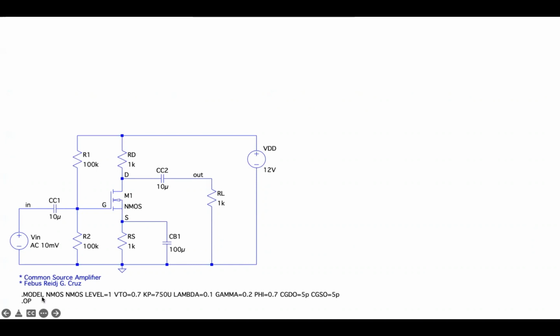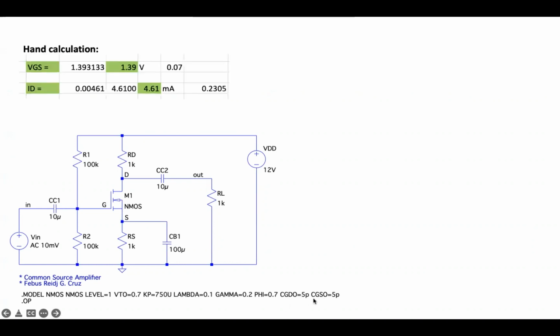Now, these are the parameters. Take note of the parameters. So VTO is given, KP is provided, lambda, meron tayong value na 0.1, gamma is 0.2, P is 0.7, and then you have the internal capacitances. So based on the hand calculation, it gave us a VGS of 1.39 volts and a drain current of 4.61 milliamperes.